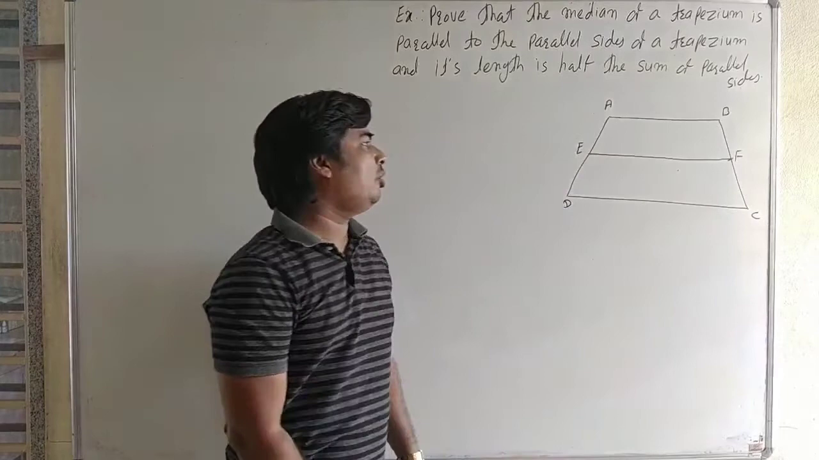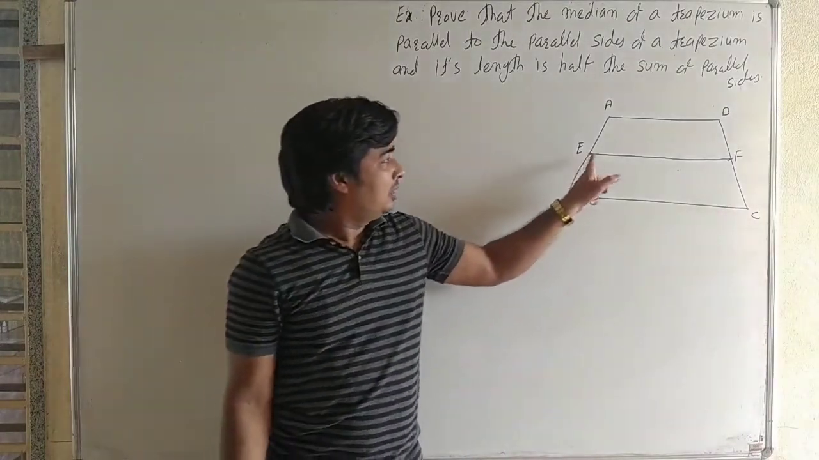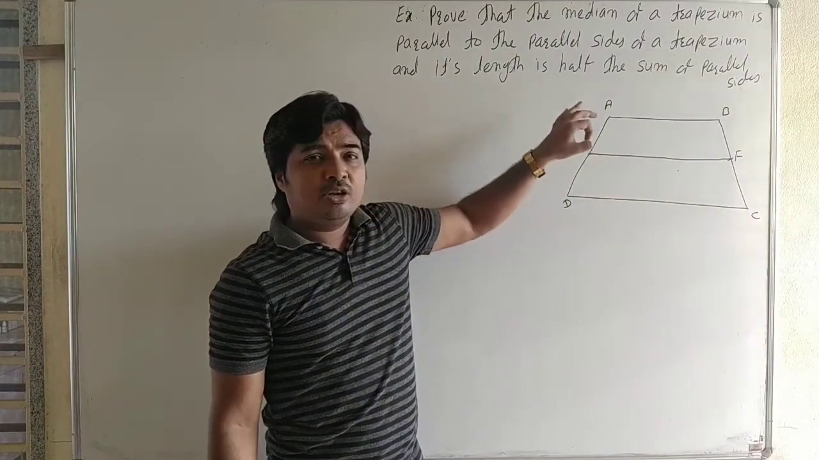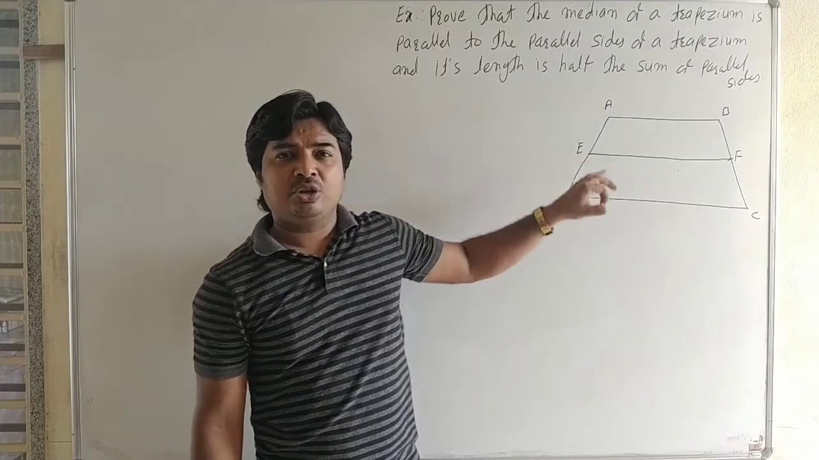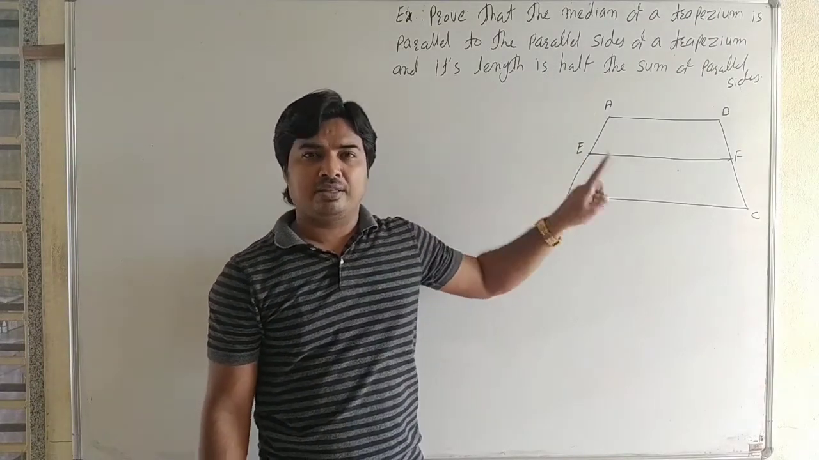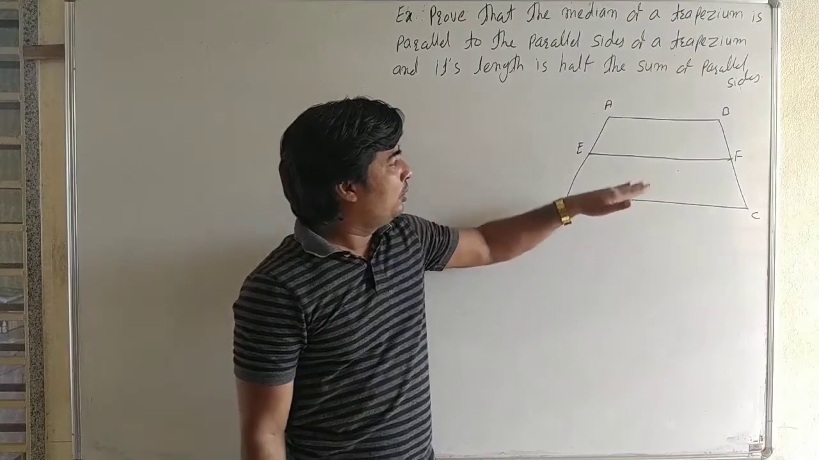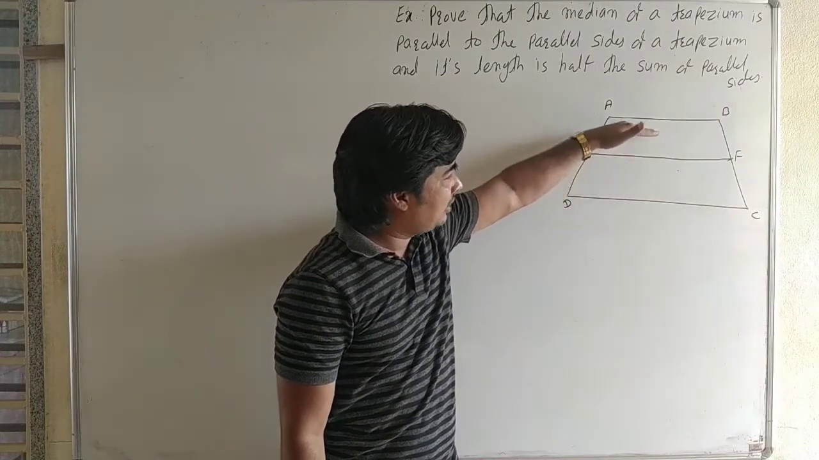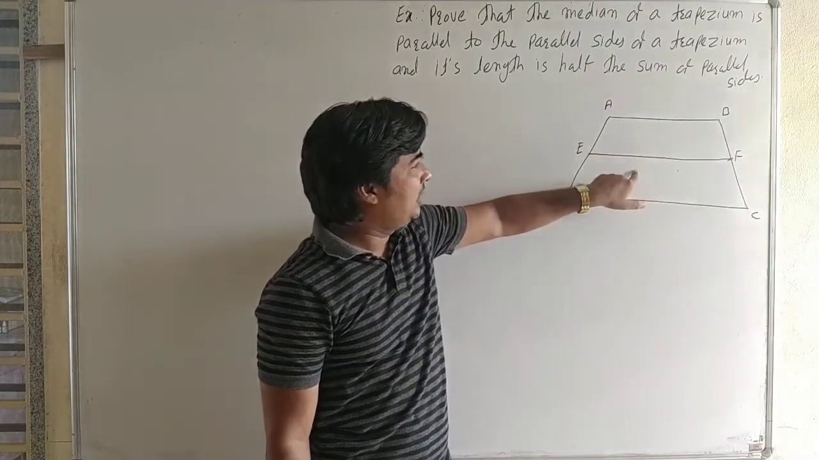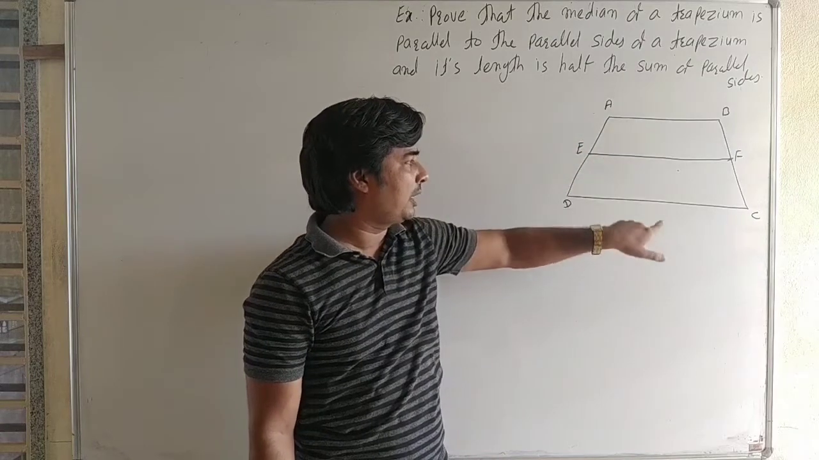EF is a median of a trapezium. The median of a trapezium is a line segment joining the midpoints of the non-parallel sides. Now we have to prove this median EF is parallel to the parallel sides. EF is parallel to AB and EF is parallel to DC.